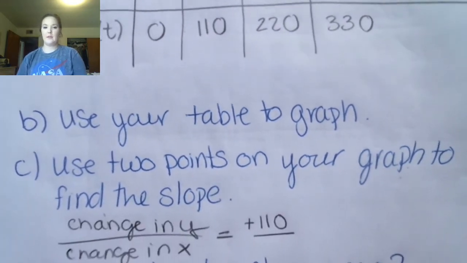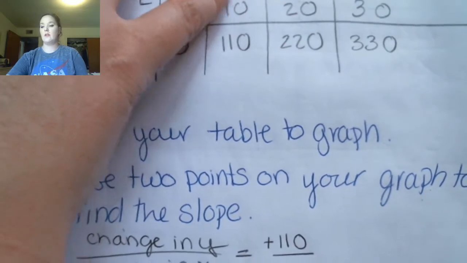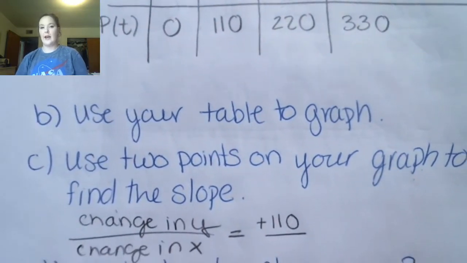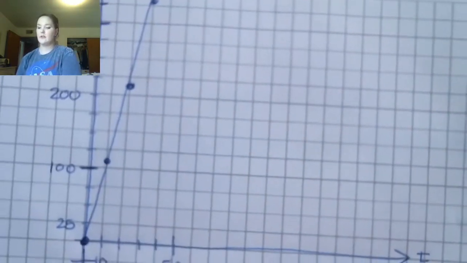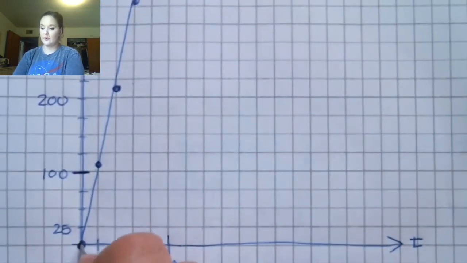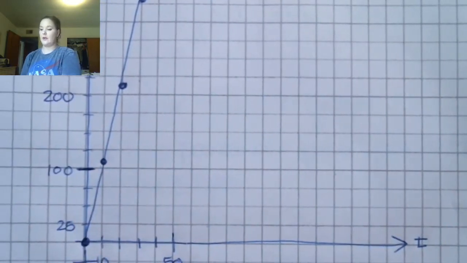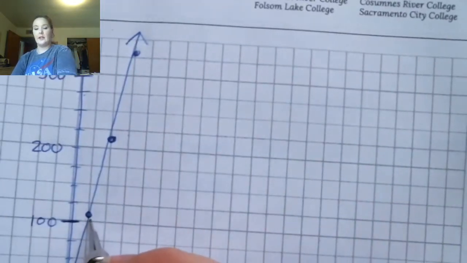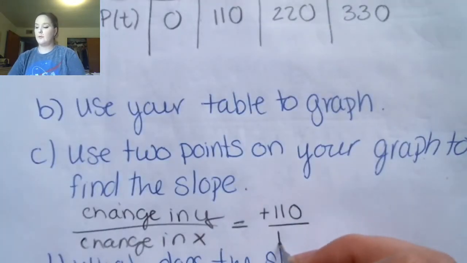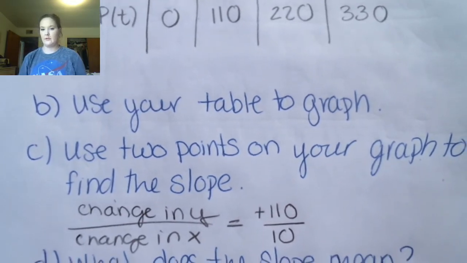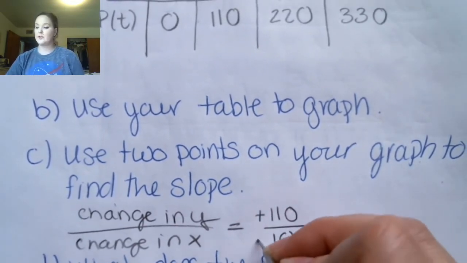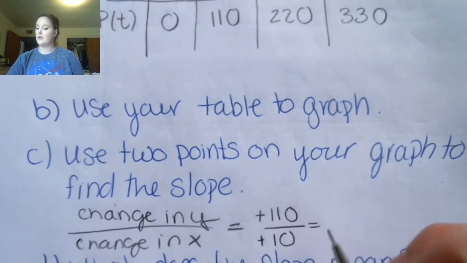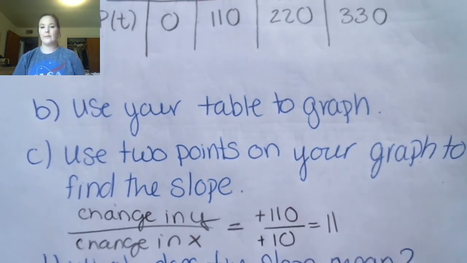And then I'm going to look at my change in x. So here I'm going from 0 to 10. So that would put me at 10. I'm going to reduce my fraction. I'm also moving right, so that's positive. This would give me 11.